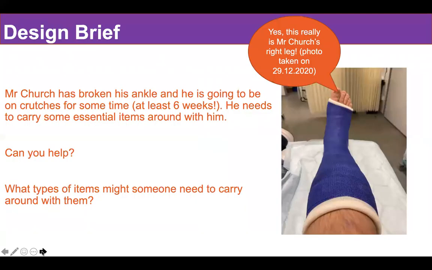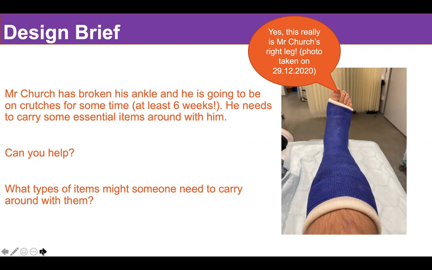So this is your design brief, and I kid you not, this is the actual truth. Mr. Church, I have broken my ankle, and I broke it at the beginning of December. And I have been on crutches for some time, and I'm still on crutches now, but it's a real problem being able to carry things around my flat. So for example, at the moment, I cannot even carry a glass of water from the kitchen into the living room. Because I'm on two crutches, I have no hands available. I only have one leg to hop on. Therefore, I cannot carry something.